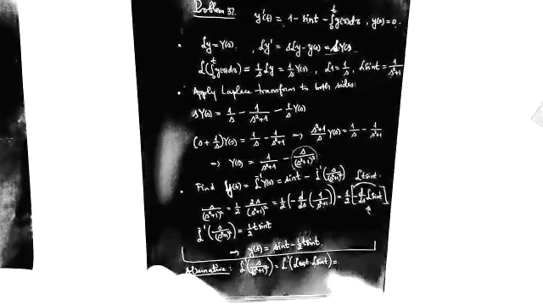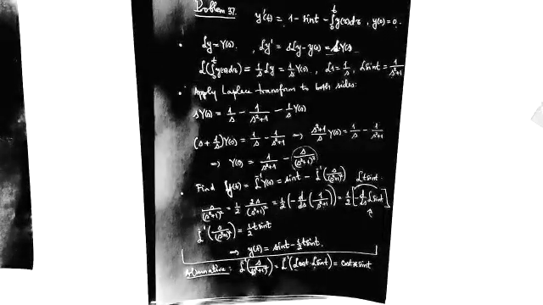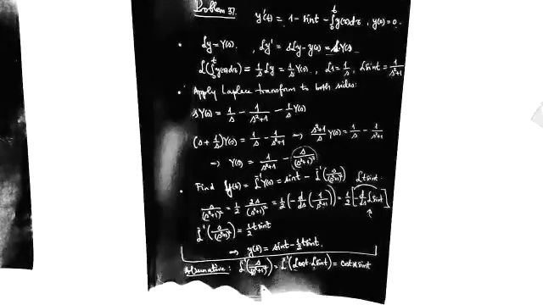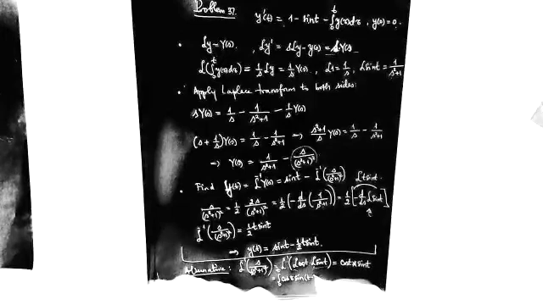And if this is true, then the convolution theorem says that the inverse Laplace transform of the product of Laplace transforms is the convolution of the two functions. So the answer is cosine t star sine t. And now all you have to do is to find that star product. Integral from 0 to t cosine tau sine of t minus tau d tau.